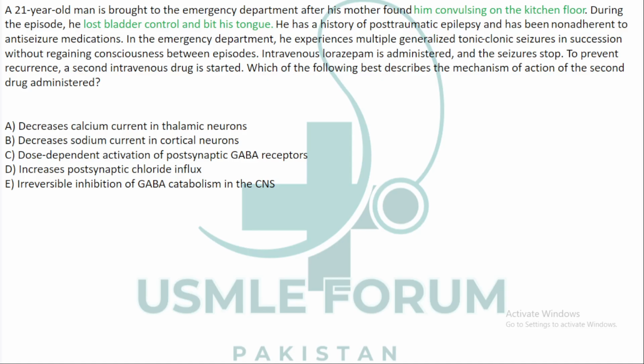Let me tell you one more thing and simplify this question. First of all, step one, I have made the diagnosis here. I have made the diagnosis that the patient has undergone status epilepticus, because you can see that it is written over here that the patient experiences multiple generalized tonic-clonic seizures in succession without regaining consciousness between the episodes. So it is status epilepticus, right? I have made my diagnosis first of all. Now I will think about the management: first of all we will give IV lorazepam. A benzodiazepine is given first to acutely stop the seizures, right?